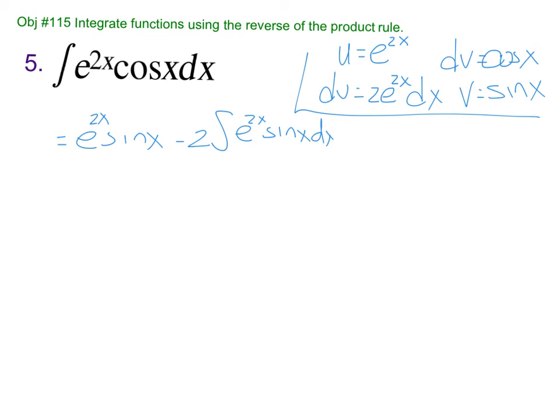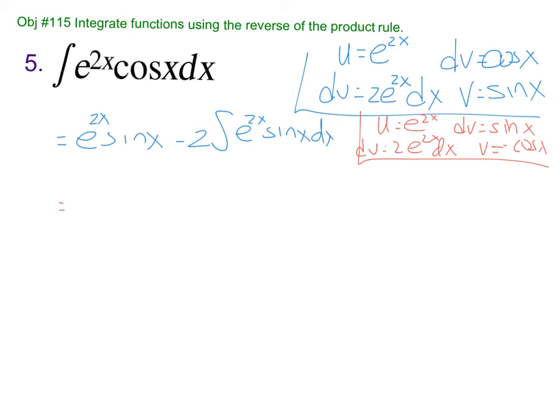All right, so then right below this, do it again. My u is e to the 2x. My dv is sine. du, same thing, 2e to the 2x dx. And v is negative cosine.